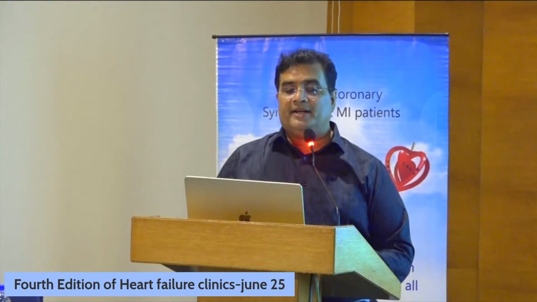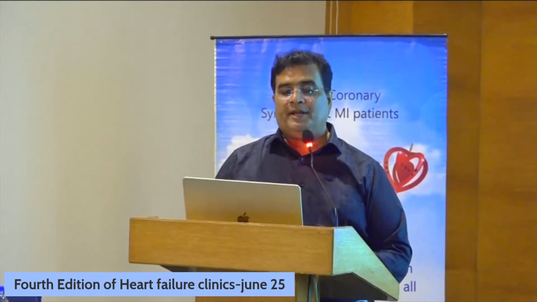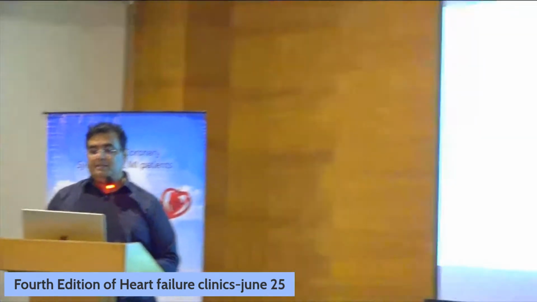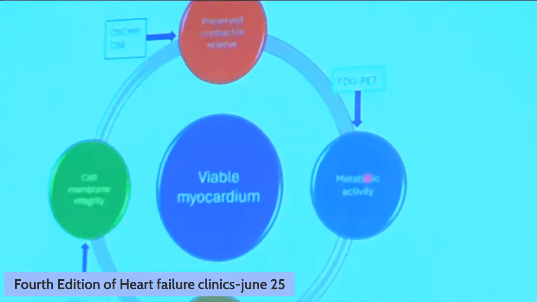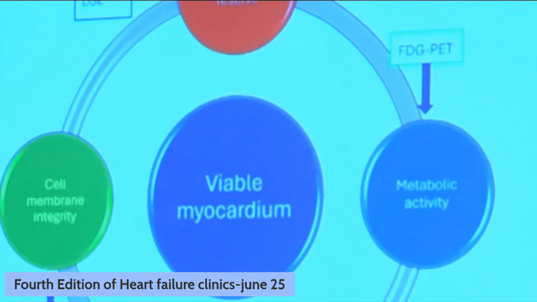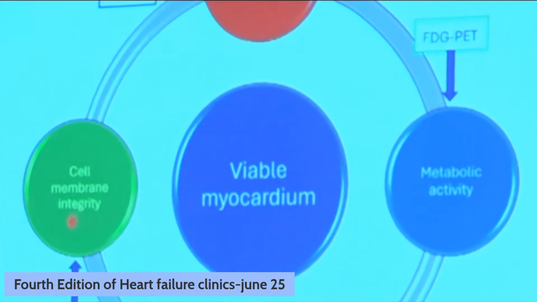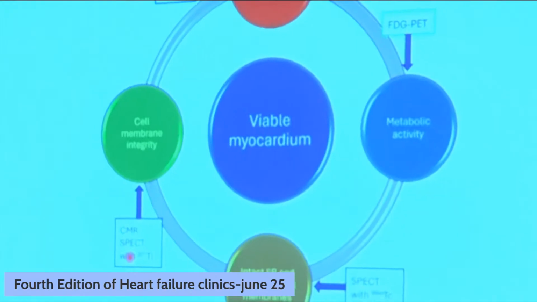Now let us look at it. If you look at the entire myocardium, for estimating the contraction, we can do a dobutamine echo or dobutamine MRI. For estimating the metabolism, we can do an FDG PET. We have just now seen the previous image. With an FDG PET, we can see the metabolism. If you want to see the mitochondrial intactness, you can do a SPECT. But if you want to see the cell membrane integrity, you can do an MRI or a SPECT with thallium.